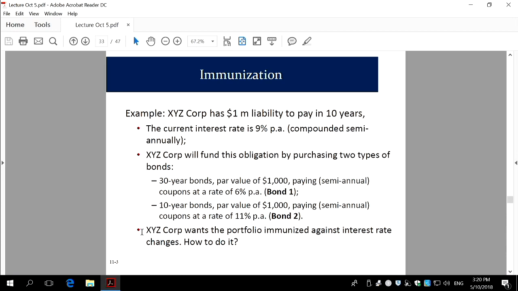And this XYZ firm wants to have this portfolio immunized against interest rate change. Right? So to do it very simply, the liability duration equals the asset duration.